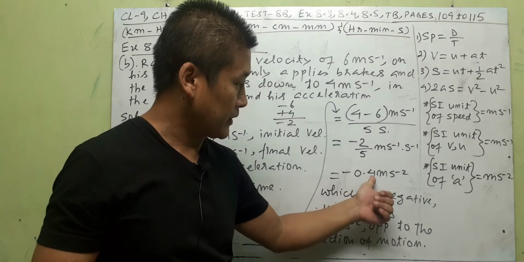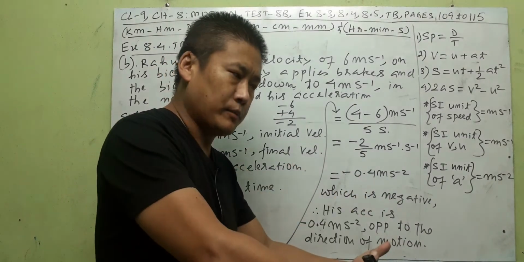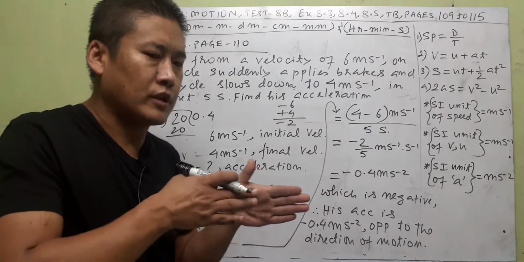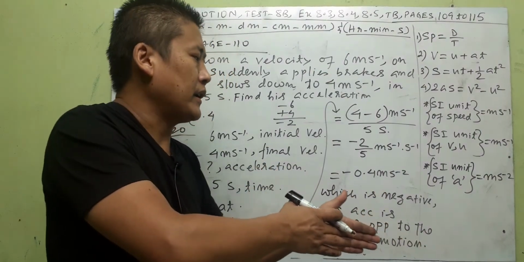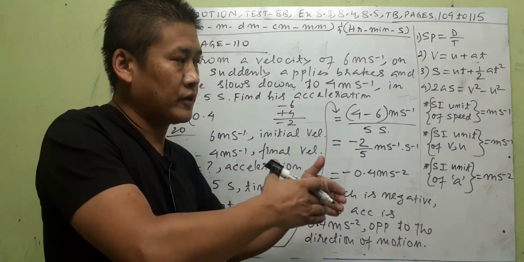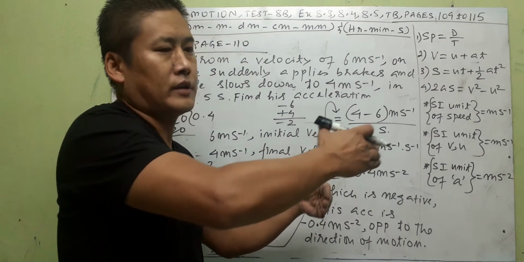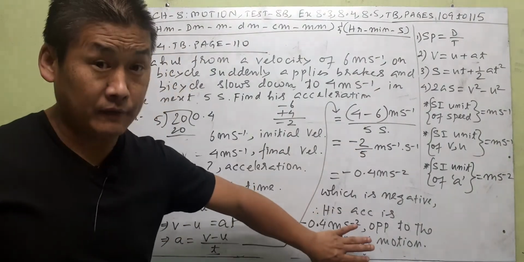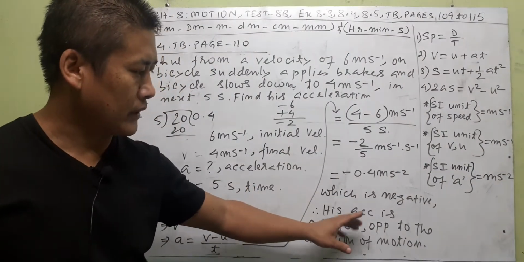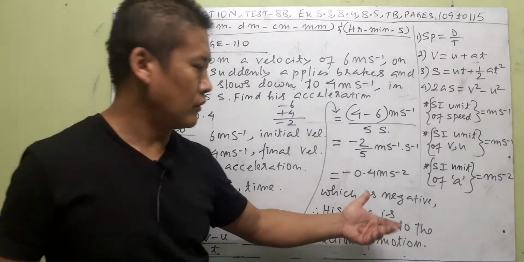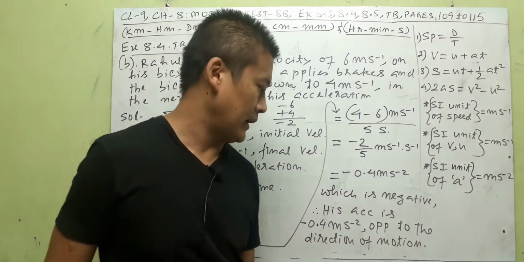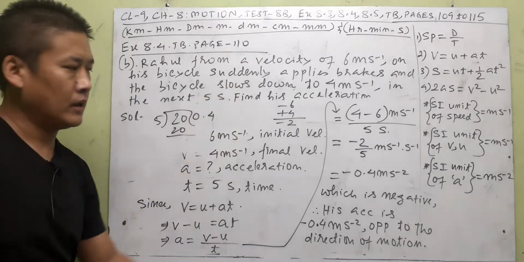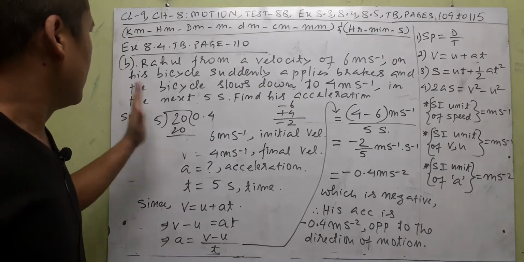See, negative acceleration means he's applying the brake. So whenever acceleration is negative, it is a picture of an object slowing down. Whenever acceleration is positive, it is a picture of an object continuously increasing its speed. This type of acceleration is called negative acceleration, or some textbooks even call it deceleration or retardation. The first one was positive acceleration. Okay, so this is numerical 8.4.